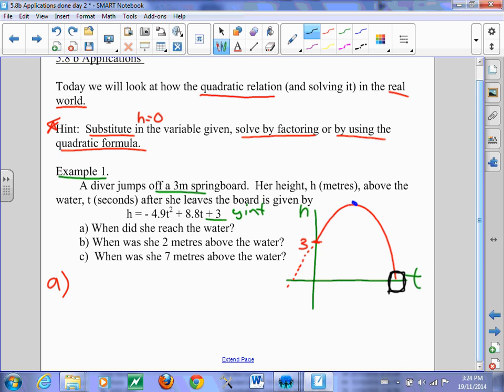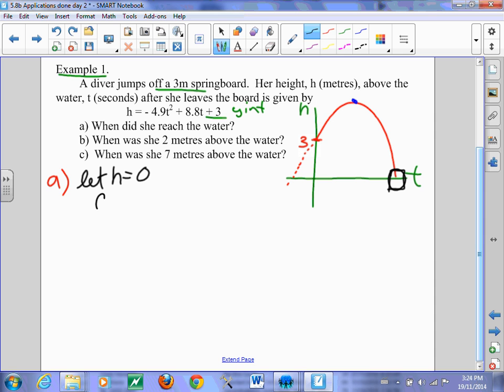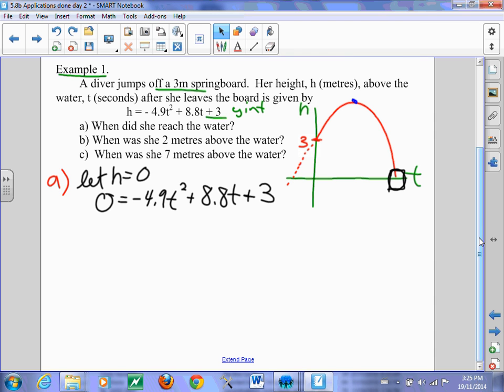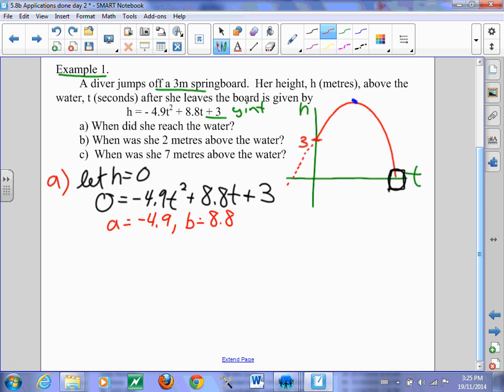So we're going to sub in, or let, h equals 0. We're going to rewrite this equation, and wherever we see an h, we're going to put a 0. So it's going to be 0 equals negative 4.9t squared plus 8.8t plus 3. In order to solve this, we could either factor or use the quadratic formula. As soon as you see decimals, we know it's not going to be possible to factor, so we're going to use our quad formula. If you forget, a equals negative 4.9, b equals 8.8, and c equals 3. So let's sub it in.